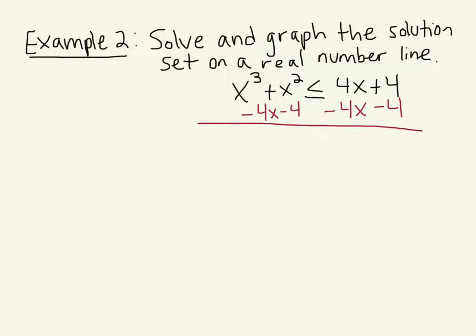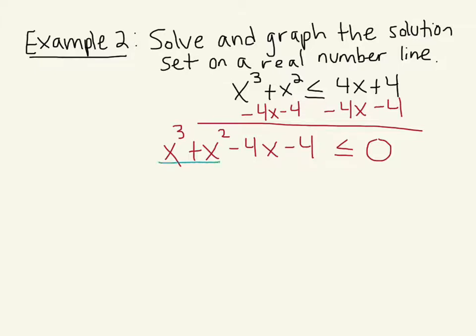and end up with the inequality x cubed plus x squared minus 4x minus 4 is less than or equal to 0. Remember, in step 2 we want to solve the equation f of x is equal to 0. So how would we solve an equation that looked like this? Absolutely, let's try factoring by grouping.